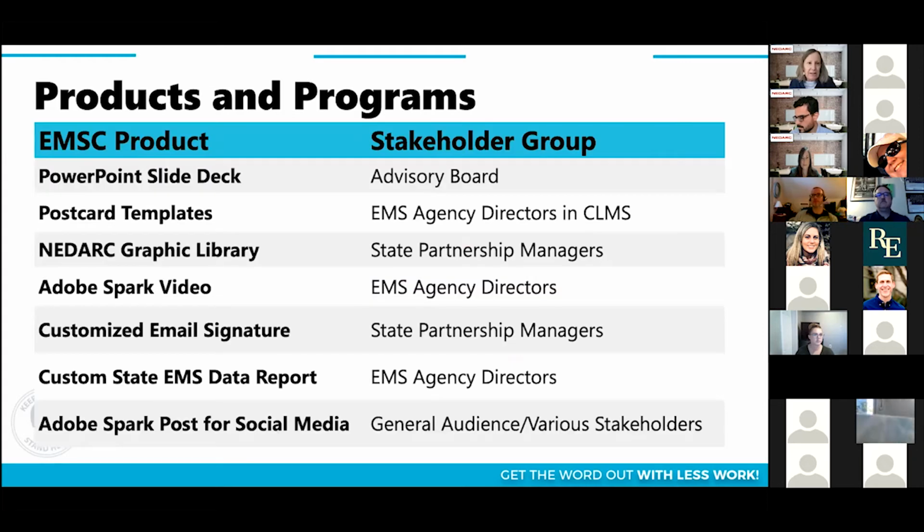Speaking of those products and programs, here's what we'll be working on for the next few days. So on the left, you can see the products, a PowerPoint slide deck, some postcard templates. Remember, we asked you guys what you wanted to work on. And so again, we targeted this workshop towards you and what you told us you wanted. If you look on the right, you can see examples of stakeholder groups that we had in mind when we made these. Again, you'll have to take a look at them and see if it fits what you think for your state and what you need.